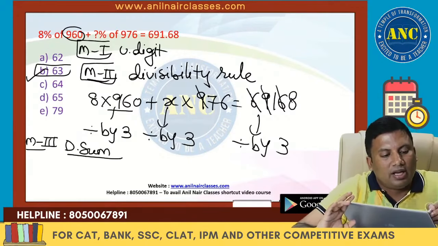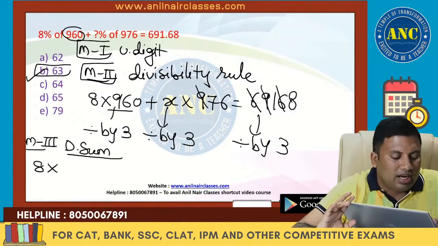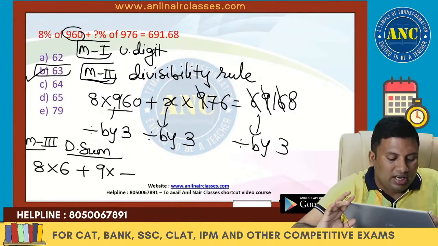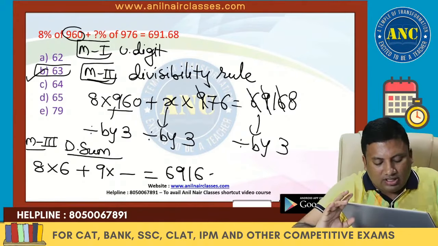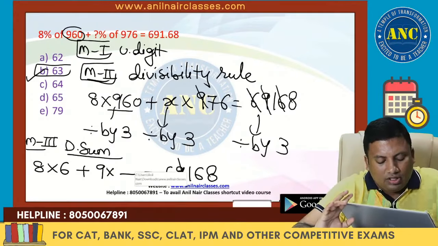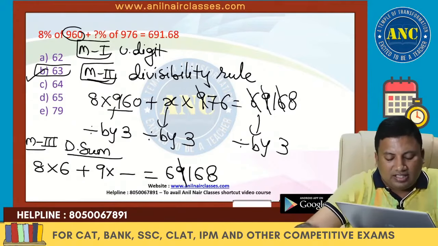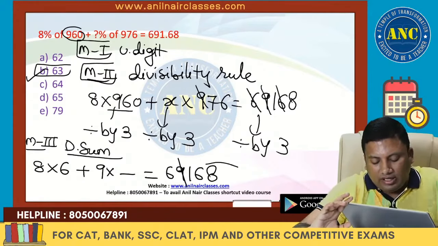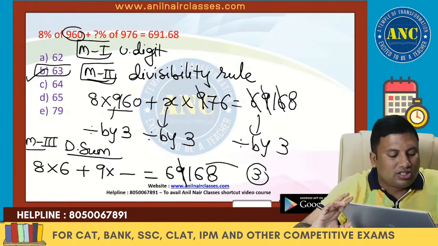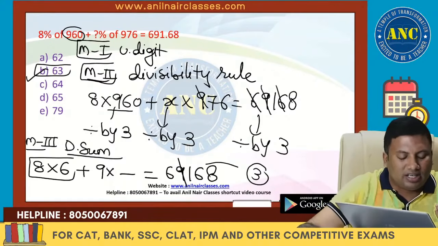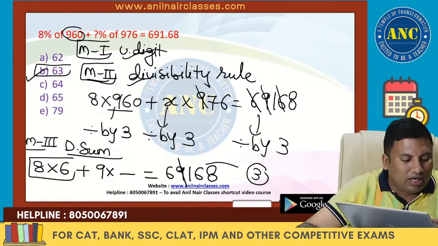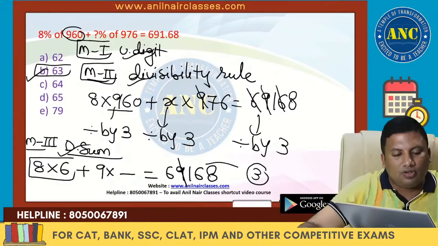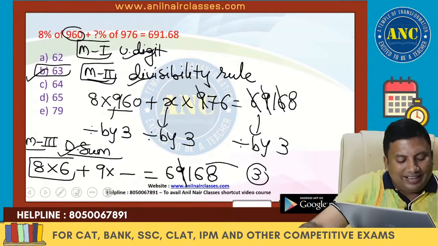Now see here. 8% 8 into 960, the digital sum is 6. 63 is 9. 9 into anything, the digital sum is 9. 6 9 1 6 8, 9 out. 6 plus 1 is 7, 7 plus 6 is 13, 13 plus 8 is 21, 2 plus 1 is 3. 6 8s are 48, 4 plus 8 is 12, 1 plus 2 is 3. Unit digit you can do, divisibility rule you can do, digital sum also you can do. I hope the idea is clear.